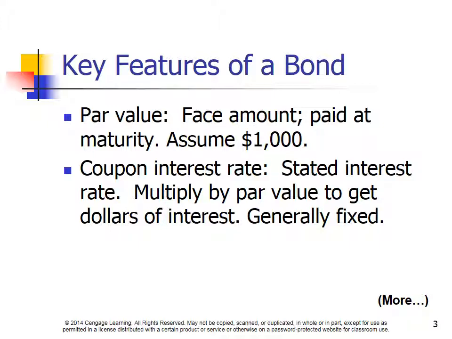First, we talk about a bond. So the key factors of a bond include the par value, which is the face amount of the dollar value paid at maturity.